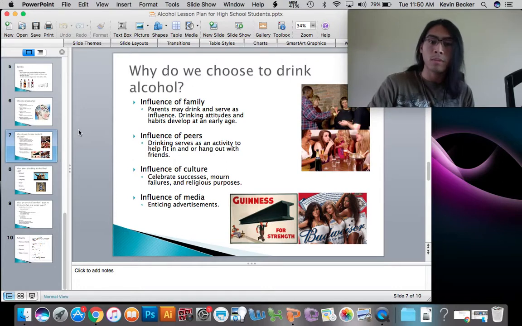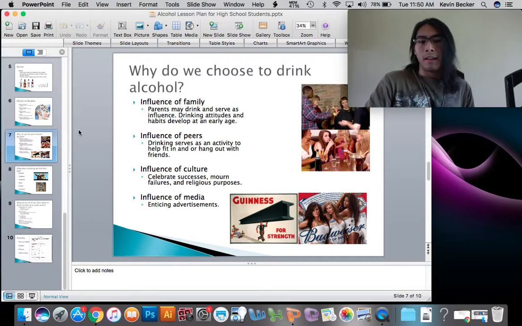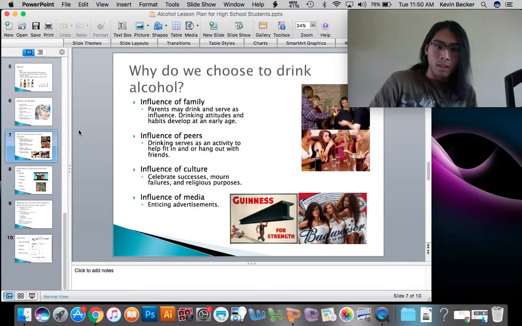And on the flip side, we also use it to mourn failures. You know, if someone passes away or if someone doesn't do so well on a test, some people may turn to alcohol. And alcohol is also used in religious purposes. A lot of churches have talked about how alcohol is a sort of magic elixir. And the big final point would be the influence of the media.